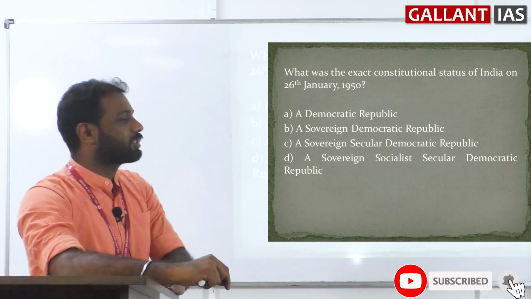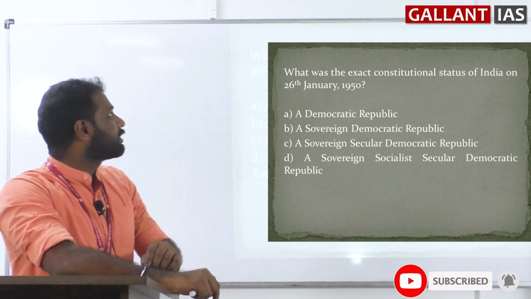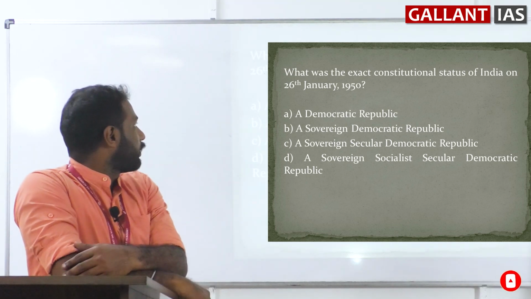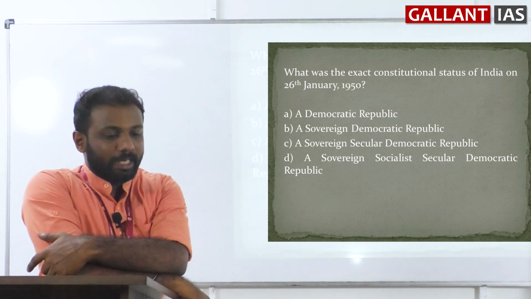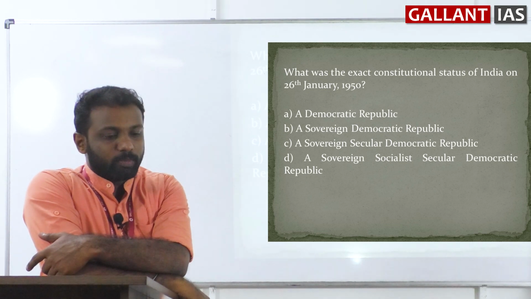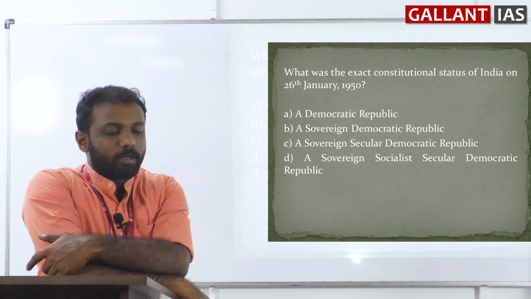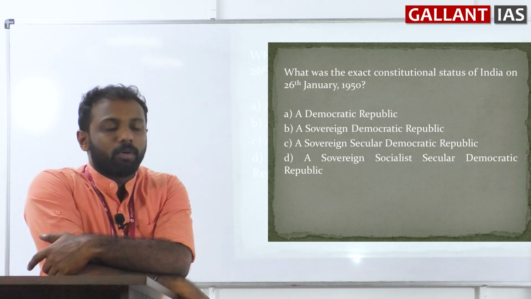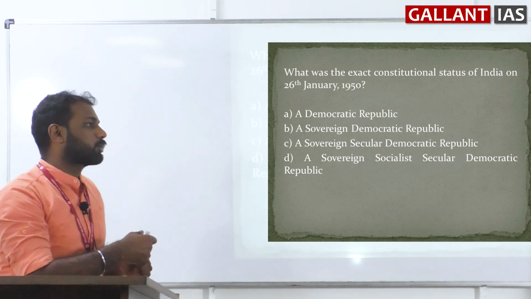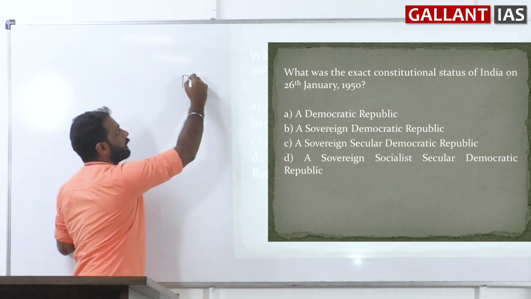Today let's discuss a few questions from Indian polity. What was the exact constitutional status of India on 26th January 1950? A democratic republic, a sovereign democratic republic, a sovereign secular democratic republic, a sovereign socialist secular democratic republic. This question is associated with the concept called preamble.